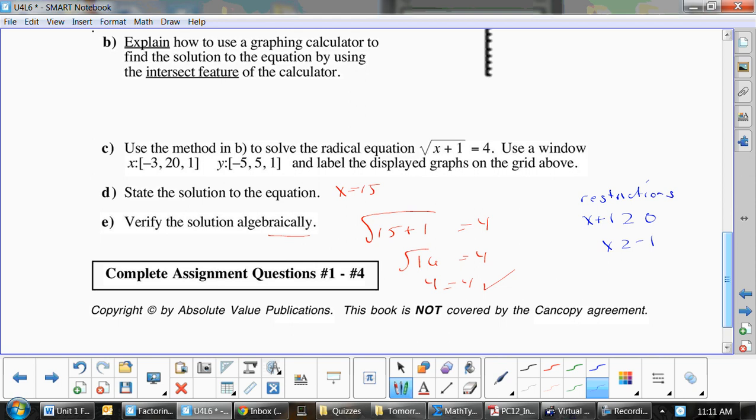Is 4 matching my restriction? Or sorry, is 15 matching my restriction? Is 15 greater than or equal to negative 1? So you've got to check that sometimes. It shouldn't have verified if it wasn't following that rule anyway. Okay? Still got a couple people writing, so I'm not going to go to the next page yet. Just let it sink in.